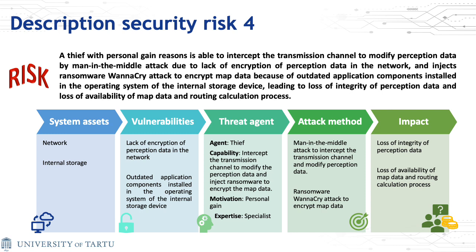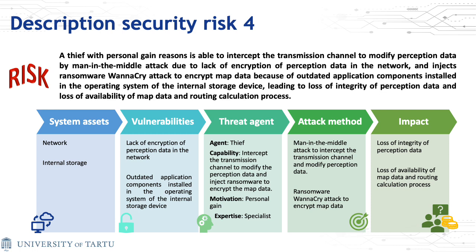Okay, now let's have further details for security risk 4. Remember that a security risk is a combination of a threat with one or more vulnerabilities leading to a negative impact harming at least two or more of the assets. So let's understand this risk in its main constituents. So we have system assets that are the network and internal storage, which also have vulnerabilities that are lack of encryption of perception data in the network and outdated application components installed in the operating system of the internal storage device.